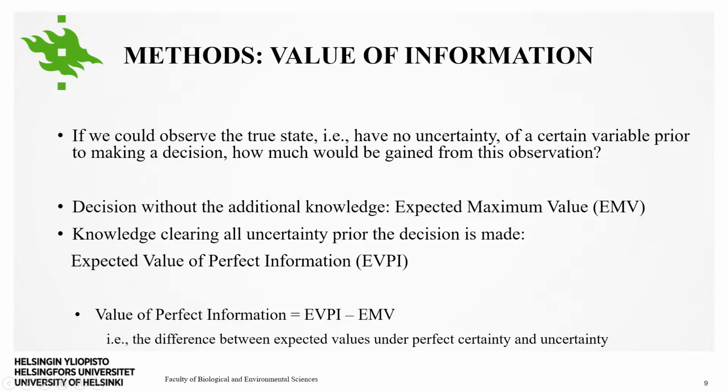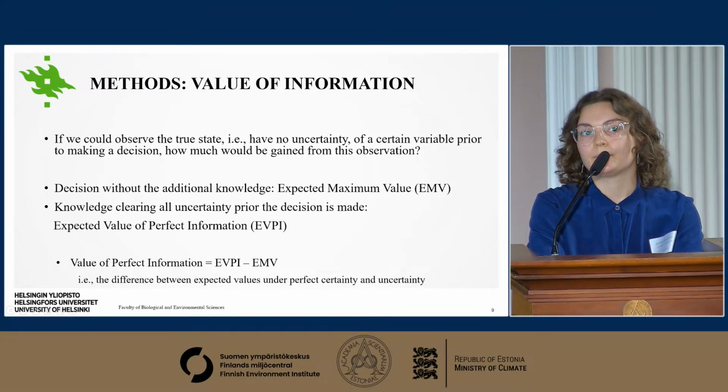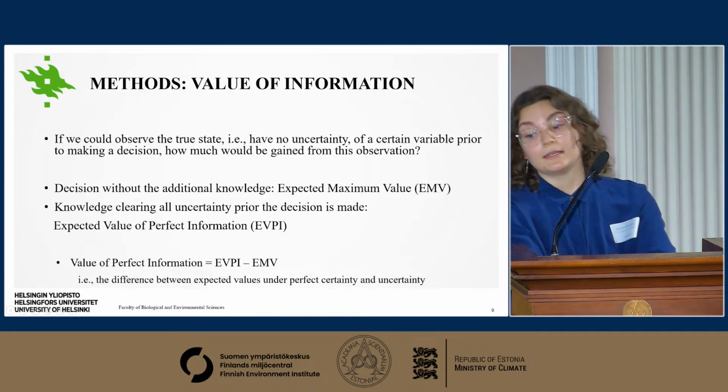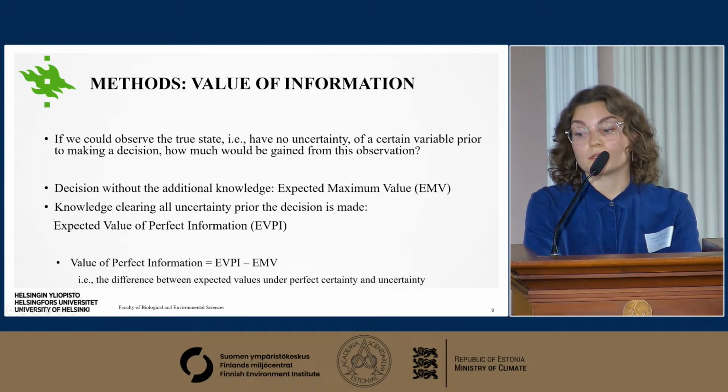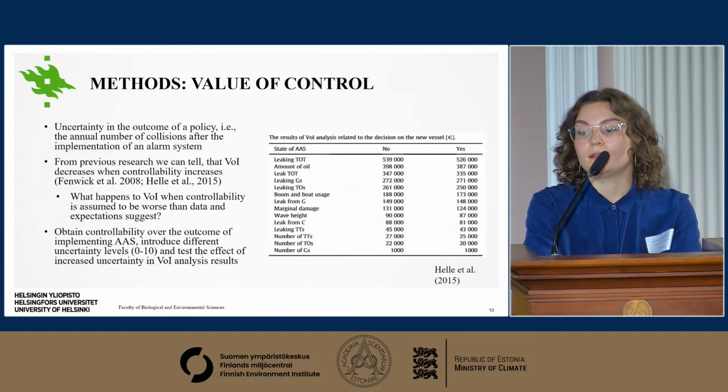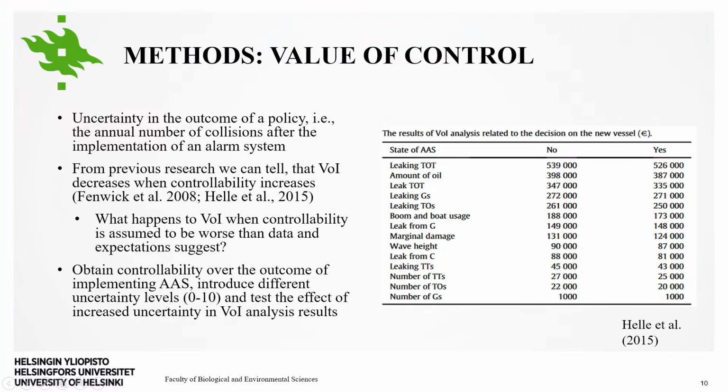So then value of information is calculated with the expected maximum value, which is the knowledge with the uncertainty, and then with perfect information. So it is the difference between information under perfect certainty and uncertainty. And then value of control in this is modeled with uncertainty. Let's say that we have the uncertainty in the outcome of policy. So in this model, it is the annual number of collisions after we implement the alarm system that we are looking at.